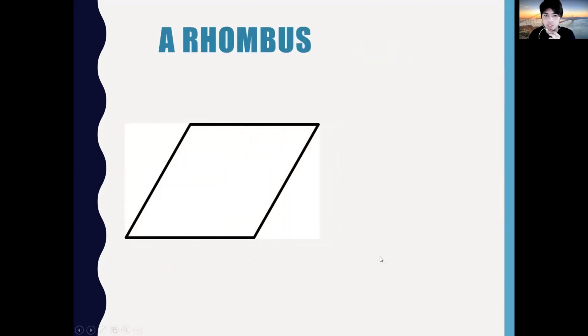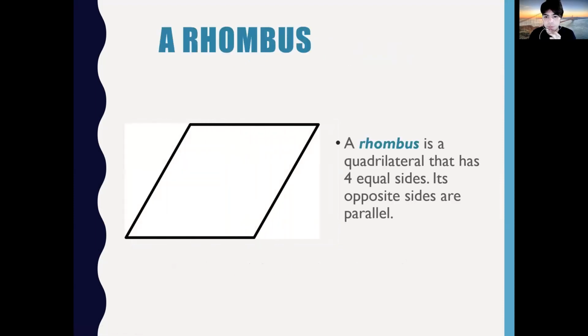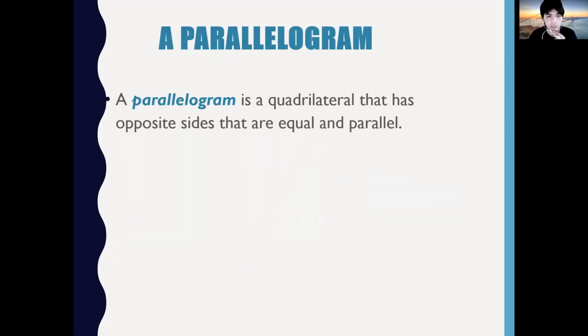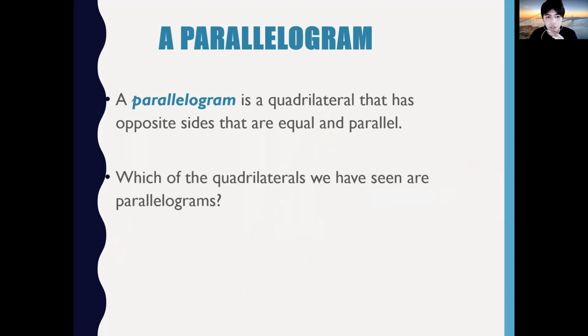A rhombus. Now, a rhombus is a quadrilateral that has four sides and its opposite sides are parallel. So we have four equal sides here and the opposite sides are parallel to each other. So you look at this illustration. A parallelogram is a quadrilateral that has opposite sides that are equal and parallel. So which of the quadrilaterals we have seen is a parallelogram?